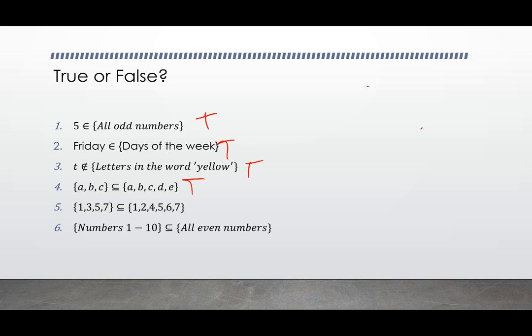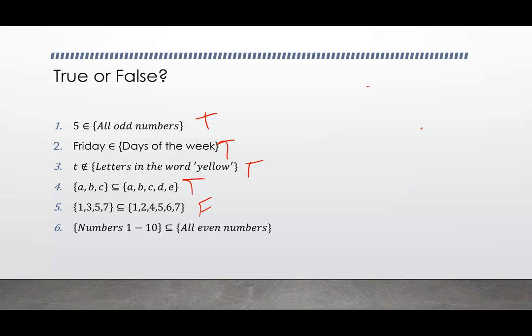All right, let's look at number 5. 1, 3, 5, 7 is a subset of 1, 2, 4, 5, 6, 7. So the question is, are all these elements in this set too? And the answer is no, because 3 is in this set, but it is not in this one. So this is not a subset because not all the elements here are within this, what we can call, I guess, the bigger or mother set, if you want to. So that's actually false. That is not a subset.